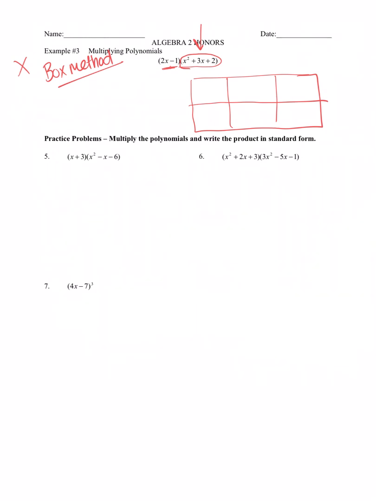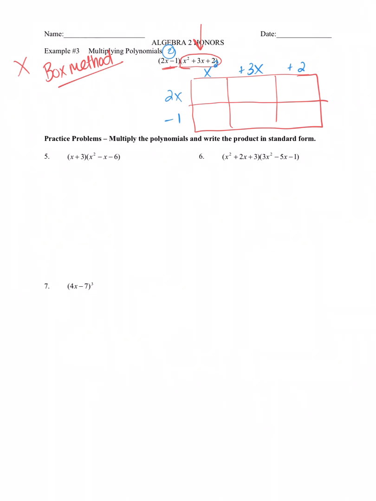Okay, so for example, for this first one, x squared plus 3x plus 2. So notice, I put the bigger parenthesis that has the most terms on top. Okay, and then I'm gonna use the first parenthesis with the 2 terms, and put it on the side. Okay, now we are using the same idea as the box method that we've already learned, but now we just have more boxes to multiply.